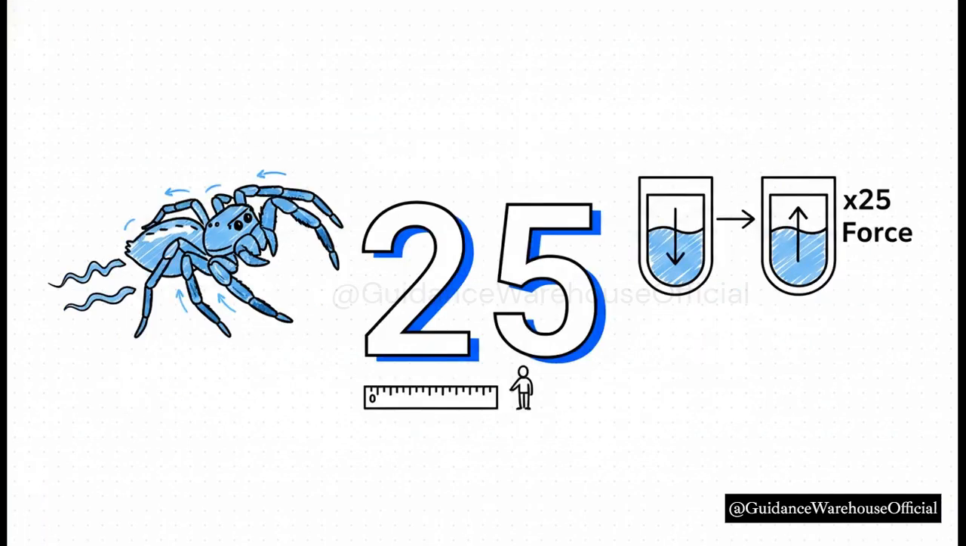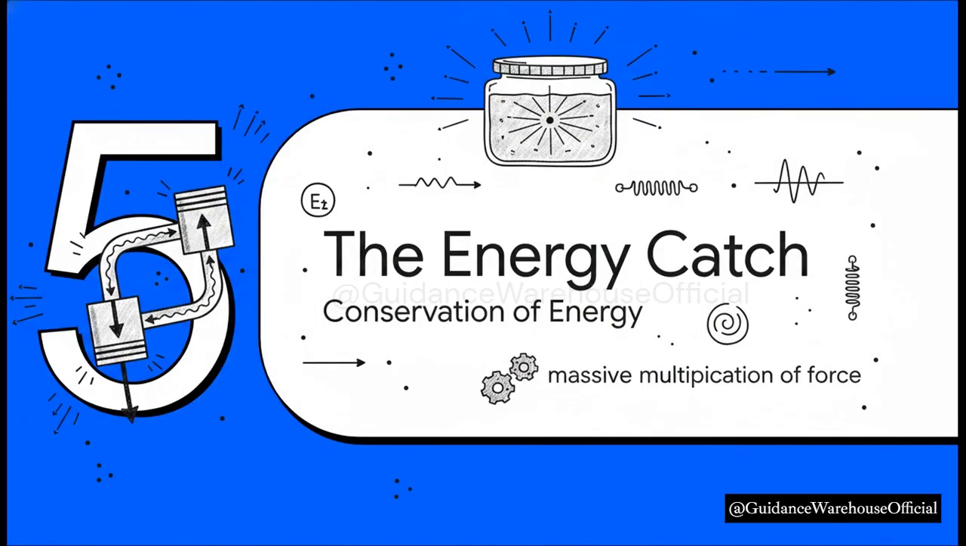Actually, hold on, let's pause for a quick second. I want to point out that human engineers are definitely not the only ones who use this trick. Take a guess at what this number 25 is all about. Well, out in nature, the jumping spider literally uses biological hydraulics built right into its legs. By pumping body fluid into its legs, the spider creates an internal pressure spike that multiplies its leg force so drastically it can leap 25 times its own body length in a single bound. Nature is just wild. Let's look at section 5, the energy catch.